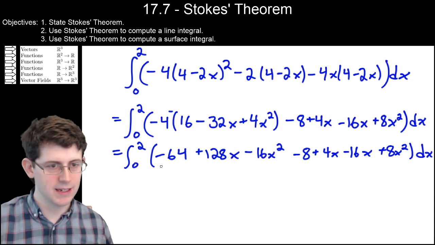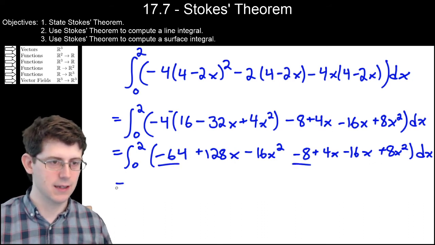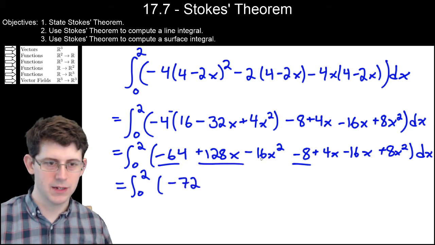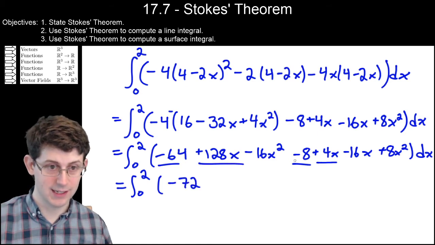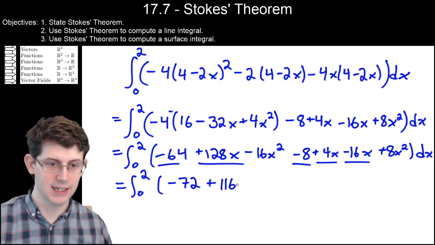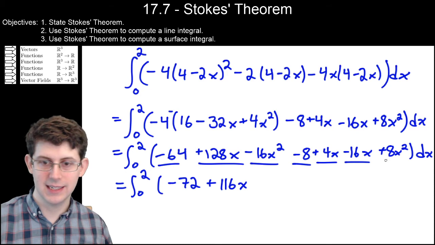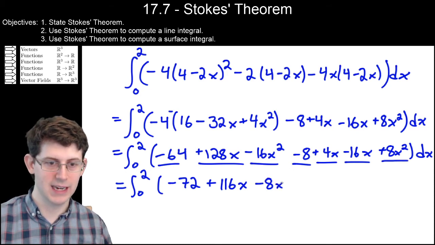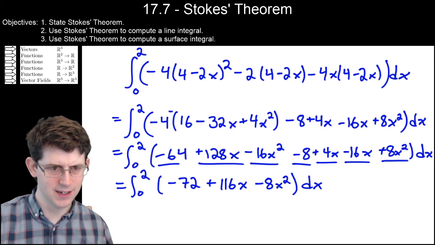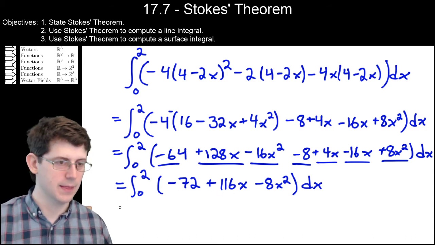Okay, collect all the like terms. Minus 64 minus 8 is minus 72. Plus 128x plus 4x minus 16 is 116x. And then minus 16x squared plus 8x squared is minus 8x squared. Looks like I could have gotten an 8 out of here like forever ago. Oh, maybe not. Okay, let's do the integral.